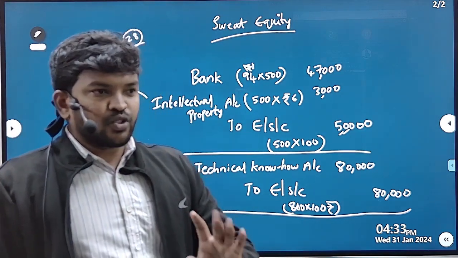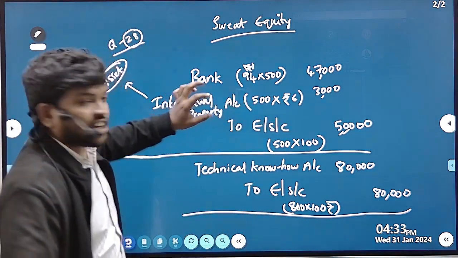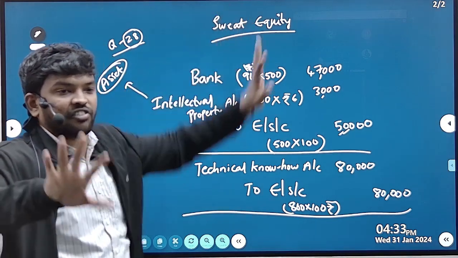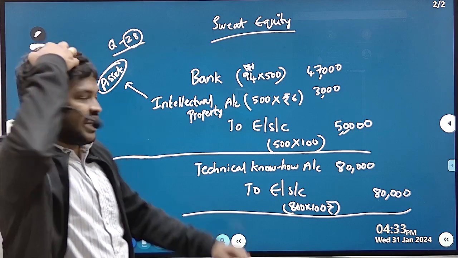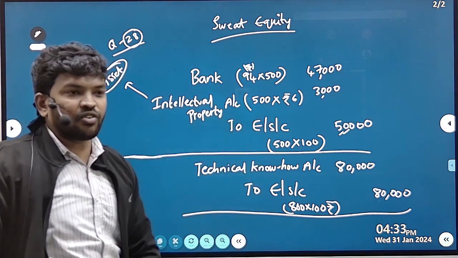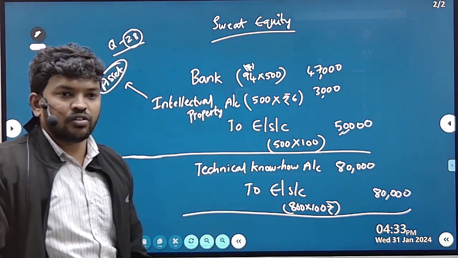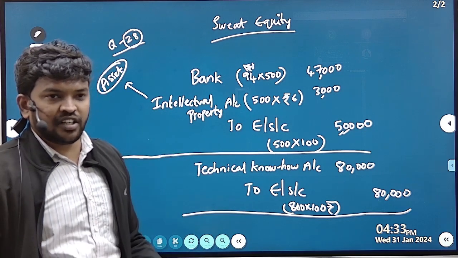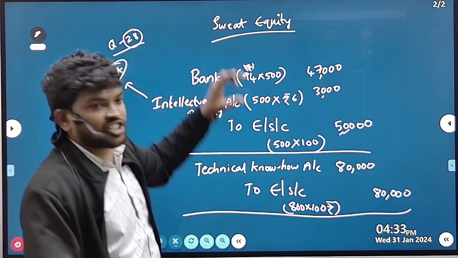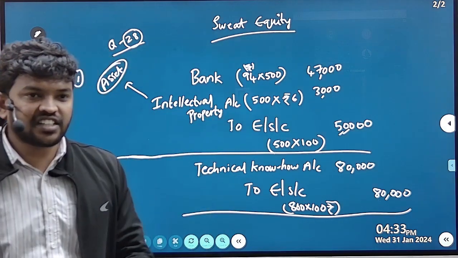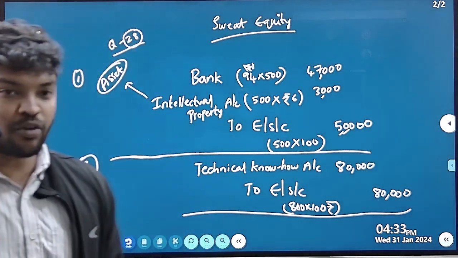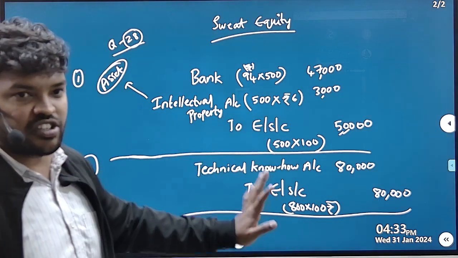Understanding? So we will debit this account while issuing sweat equity shares. You cannot directly write intellectual property account debit to that particular employee account. You cannot write, because while issuing the shares only, you have to recognize this asset. In normal day-to-day transactions, you should not record this entry.